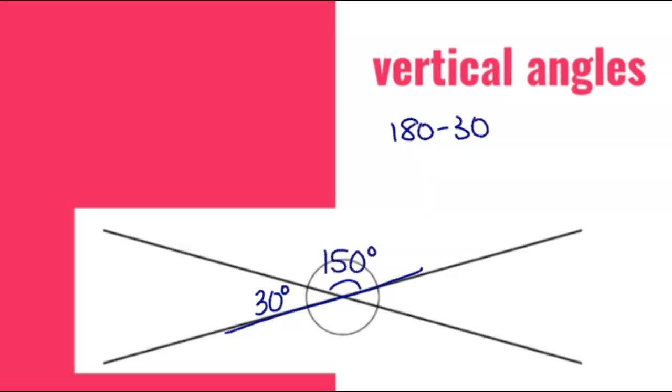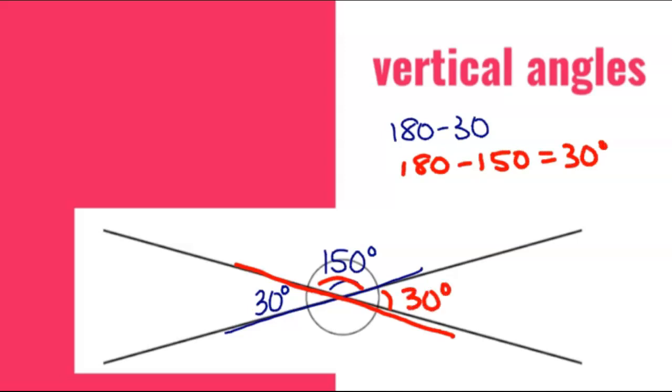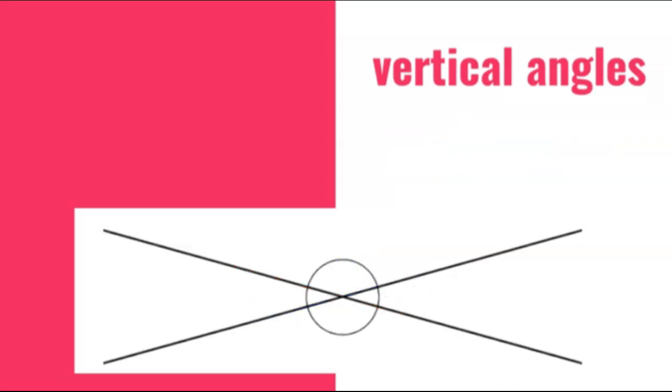Something that's really, really cool about this, you're going to notice, again, we have another straight line here. So that means that this angle and this angle also add up to 180. So if I wanted to find the angle on the right, I can do 180 minus 150. And again, I'm going to get that this is 30 degrees. Notice that these vertical angles have the exact same measure. They're both 30 degrees.